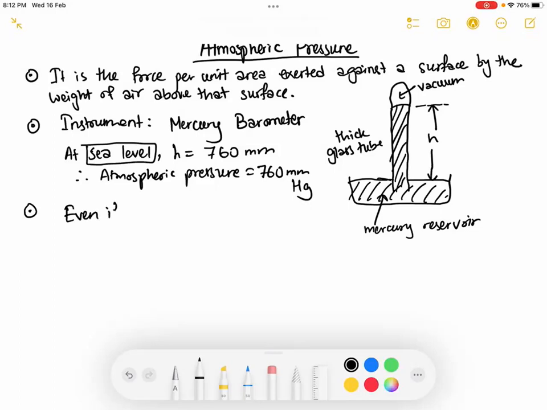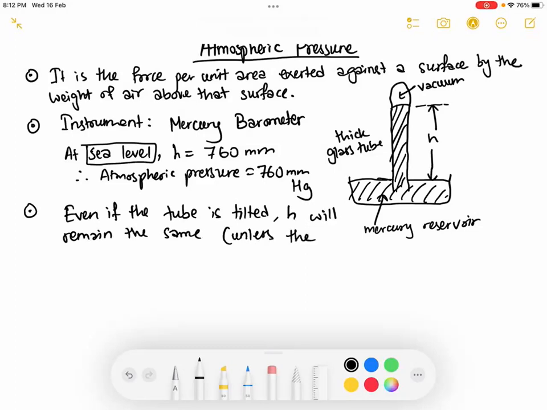Even if the tube is tilted, h will remain the same unless the instrument is brought to a different level where the atmospheric pressure is different.